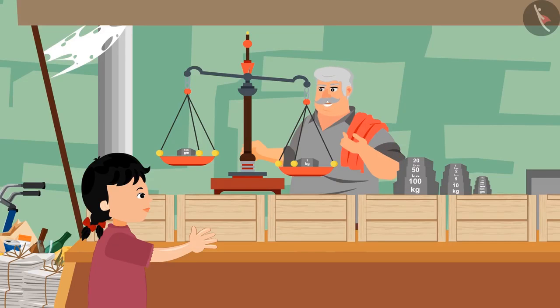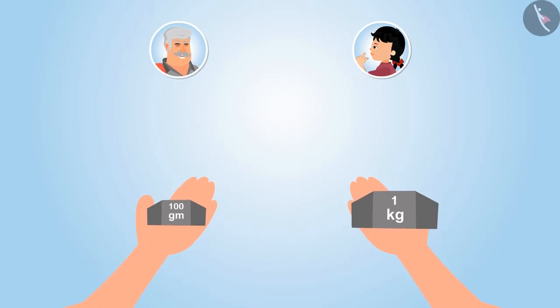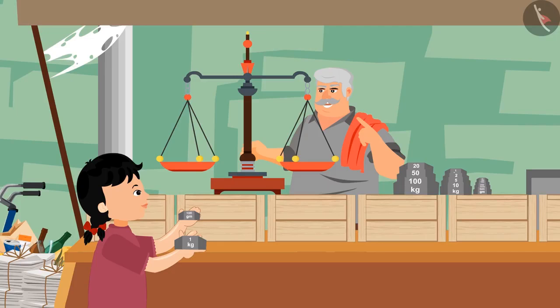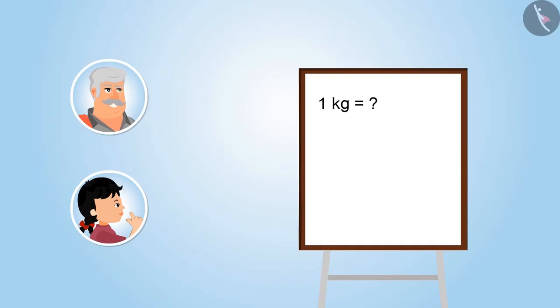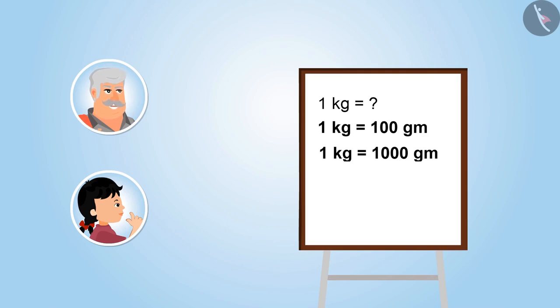Okay, Neetu. Try to lift both of them. While doing this, don't you feel the weight is different? Yes, uncle, you are right. I haven't thought about this. But how is this possible? Because you are forgetting that 1 kg is equal to 1000 grams, not 100 grams. Oh, yes, uncle. How did I forget this? 1 kg is equal to 1000 grams, not 100 grams.